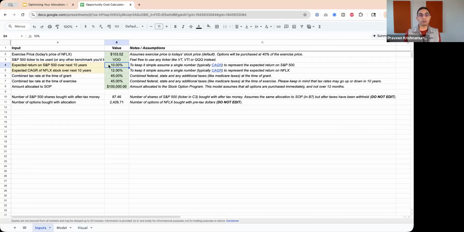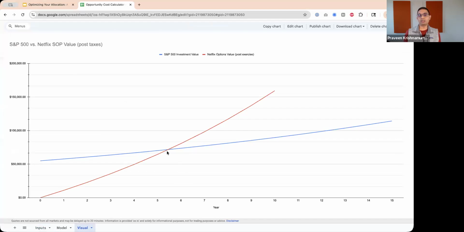Just to give you a quick taste, if I assume that the S&P will return 5% and Netflix will return 8%, this is how it would change. You can see it doesn't change much, but the growth is much more stinted.